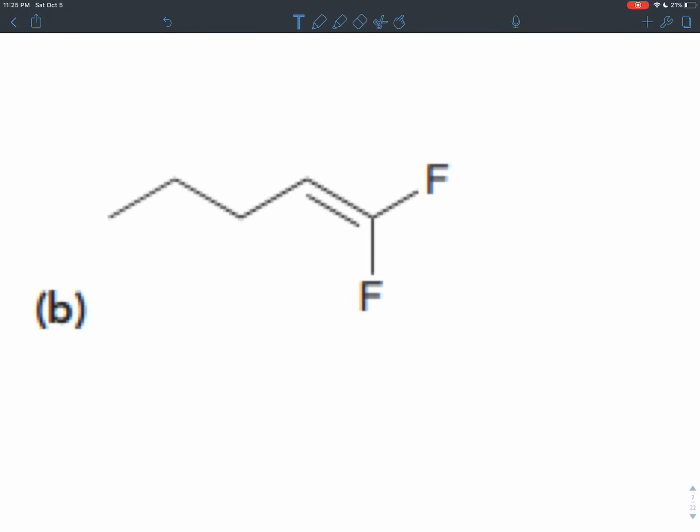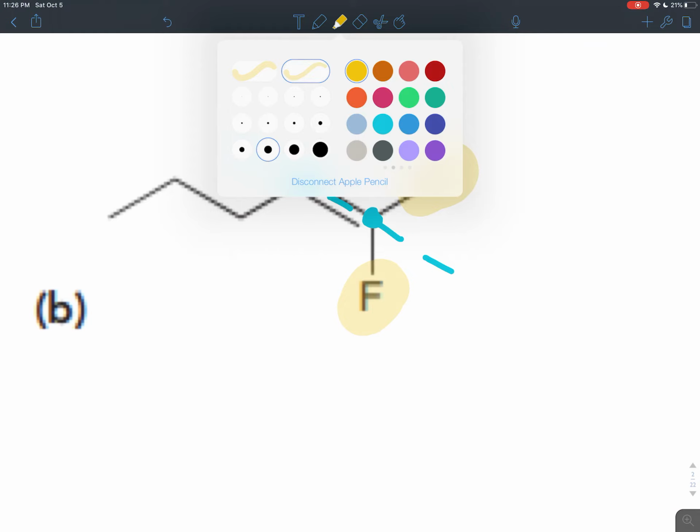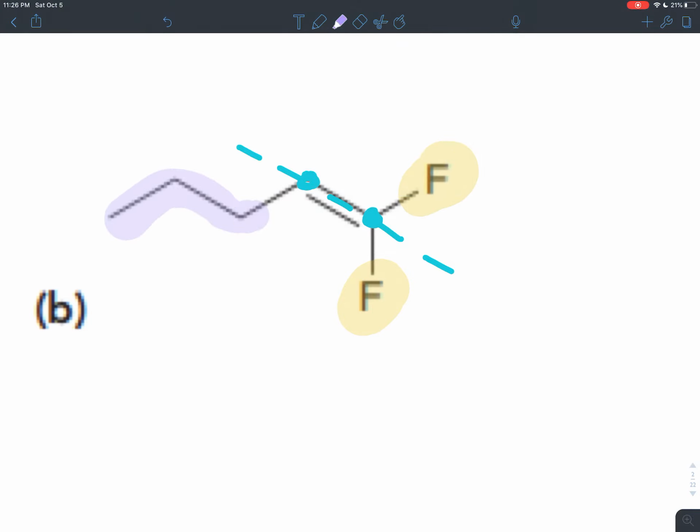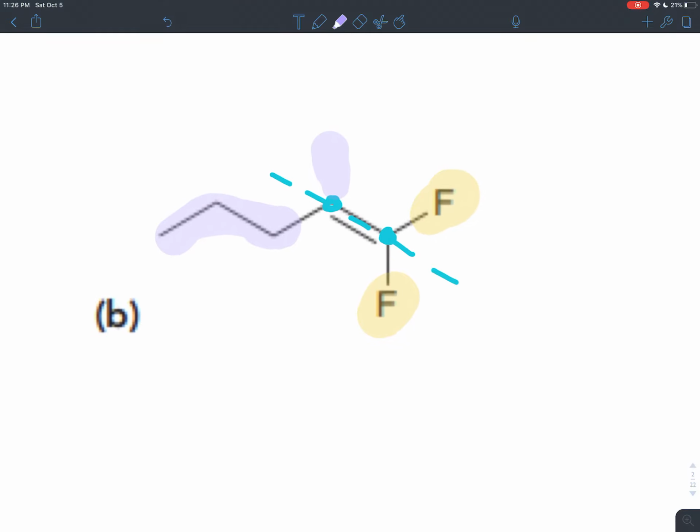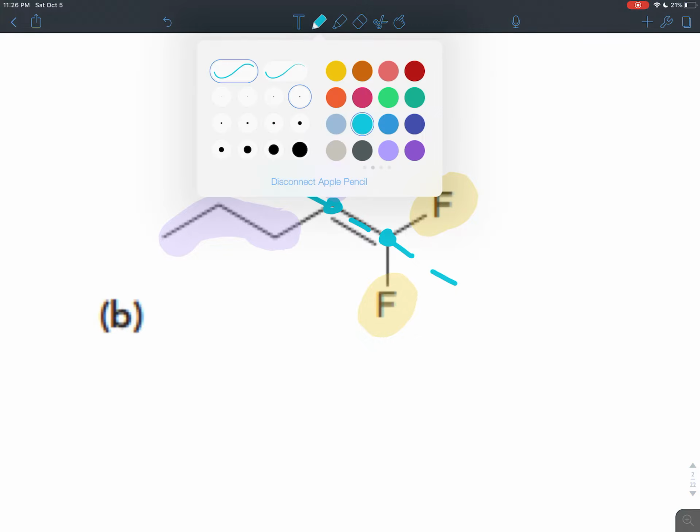Now if you look at this next one, this is an interesting one. If you draw the dotted line down the long end of the double bond, and you look at both of those carbons, you're looking for something that is the same that's on both carbons. The carbon on the right has two fluorines. So you have a fluorine and another fluorine. The carbon on the left has a sort of propyl group and a hydrogen, which is invisible, it's implied. So you'll notice that you don't have the same group on both of the carbons in the double bond.